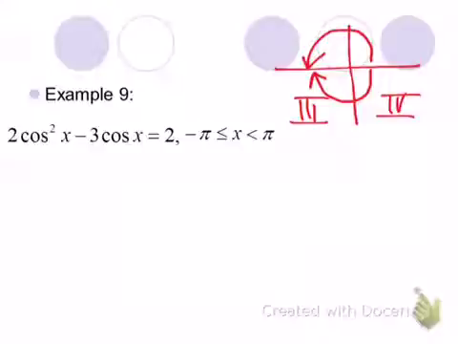Now let's look at an algebra equivalent of this. Your instincts are good. Let's look at what we would do if we had, let me change variables here, 2a squared minus 3a equals 2. How would we solve that algebraic equation?